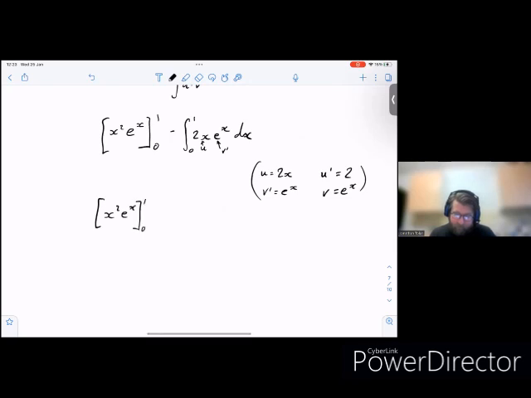For no particular reason other than to show you it doesn't matter at what time you do it. So this becomes uv, so that will be 2x e to the x minus the integral of u dash v, so that's 2 e to the x dx between 0 and 1. This is between 0 and 1.